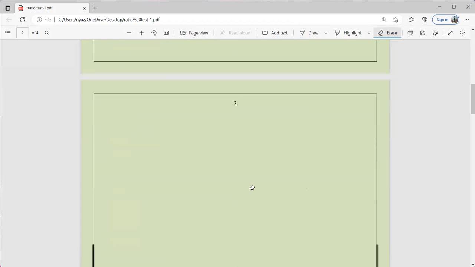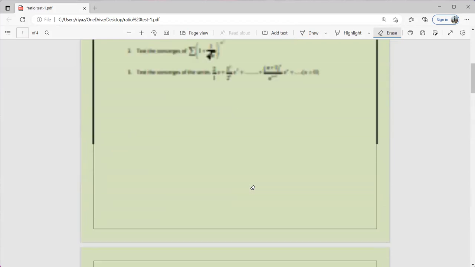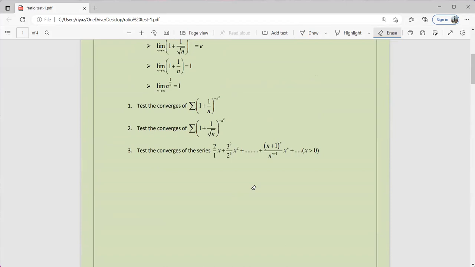We will solve the first question. Okay, the pages are there, I'm checking the pages. Okay, first question: test the convergence of the series. Simple one word answer. So, solution of question number one.